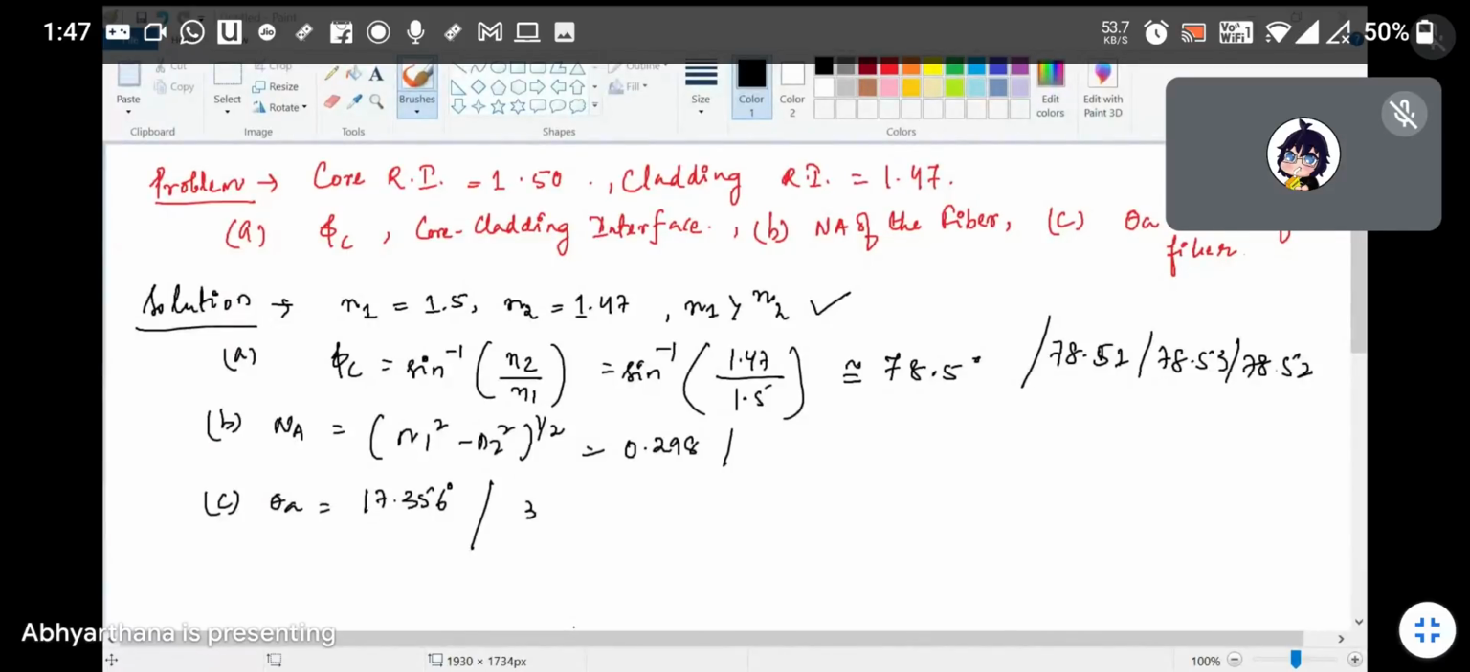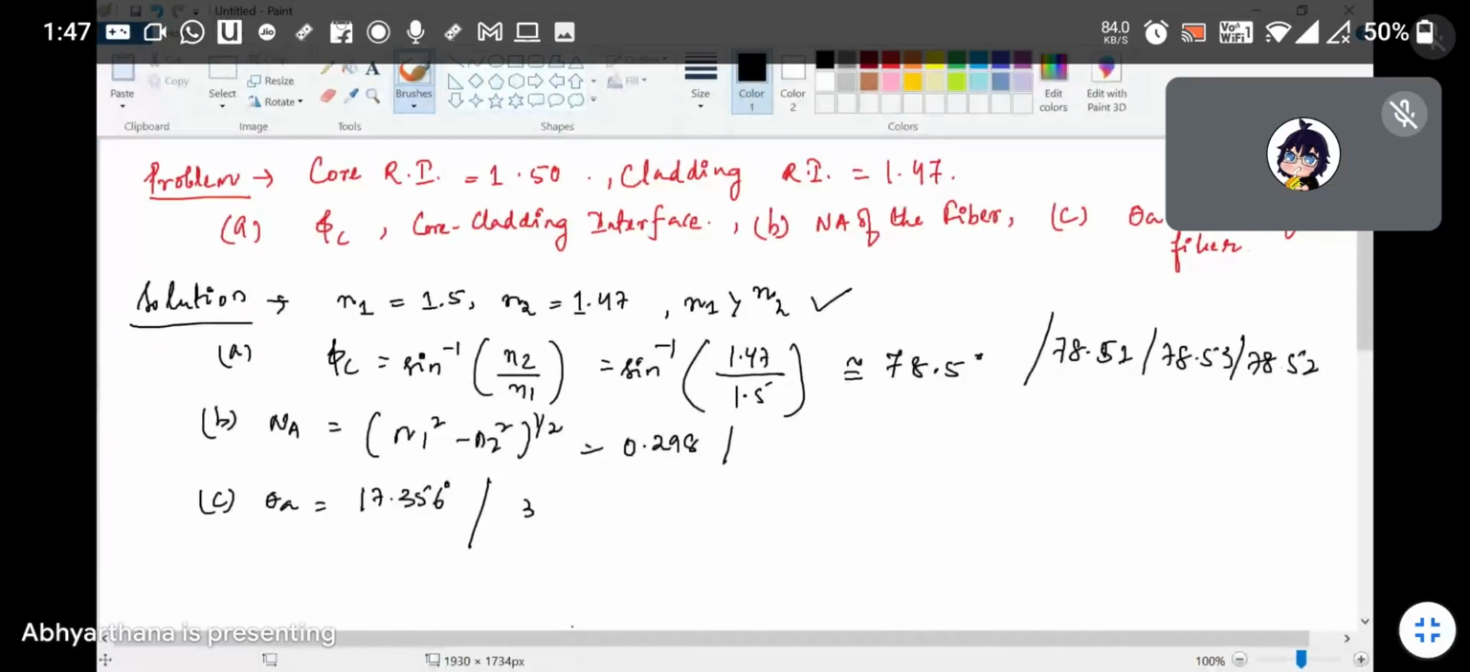Ma'am, I applied the formula. Yeah, that is sine inverse of numerical aperture, by n naught. No, here the question is not n naught. The question here is given for your core cladding interface. That's what I told you the first thing, isn't it? That's the reason why I wrote here core cladding interface.